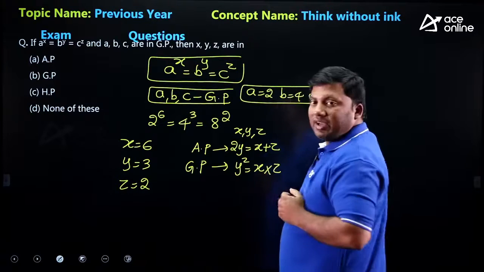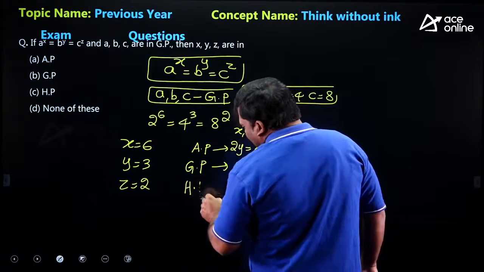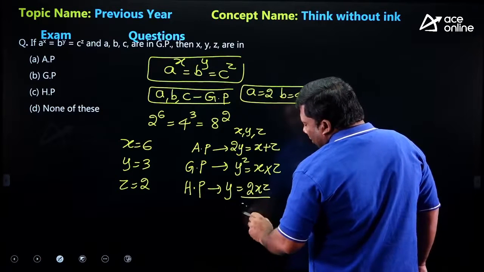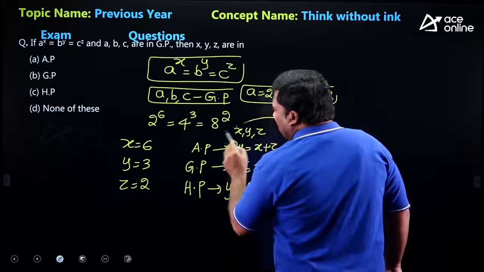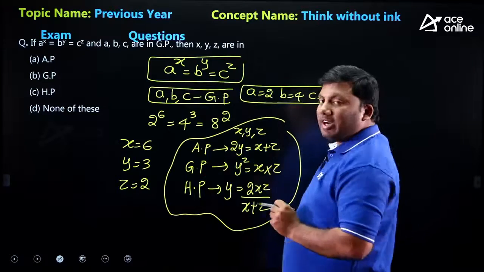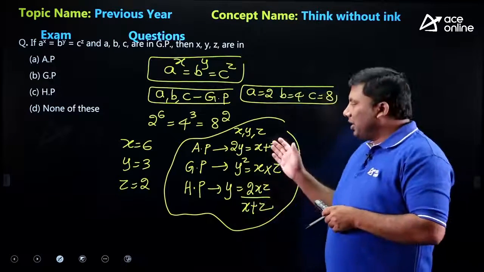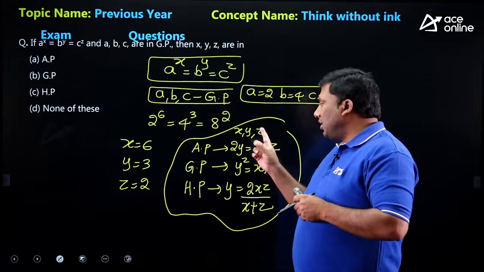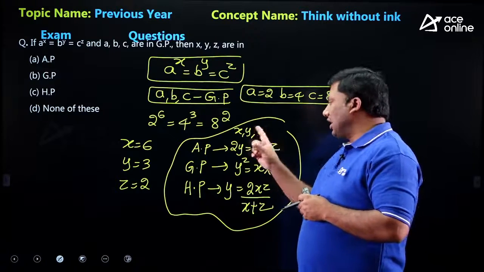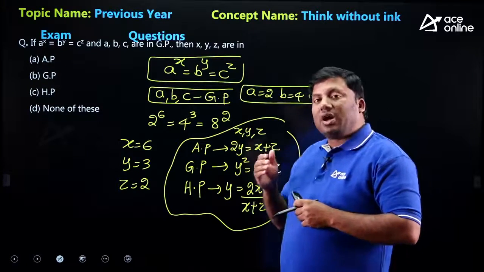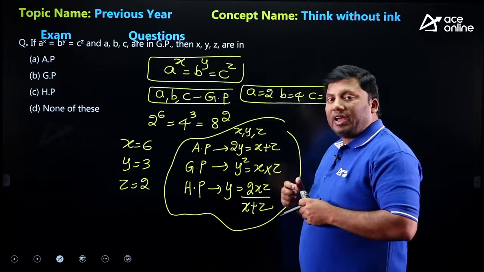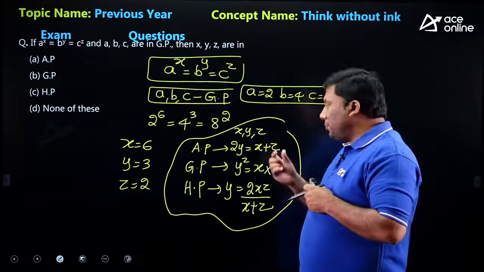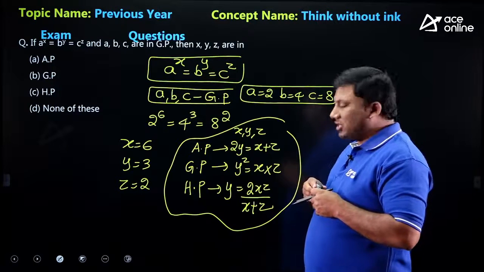Y square is equivalent to X into Z. If X, Y, Z are in harmonic progression, the mid value is the harmonic mean, given by 2xz by x plus z. How to determine whether 3 values are in arithmetic progression? The mid value will be the arithmetic mean, which is x plus z by 2. If x, y, z are in geometric progression, the mid value square will be the product of the extremes. If they are in harmonic progression, the mid value will be 2xz by x plus z.